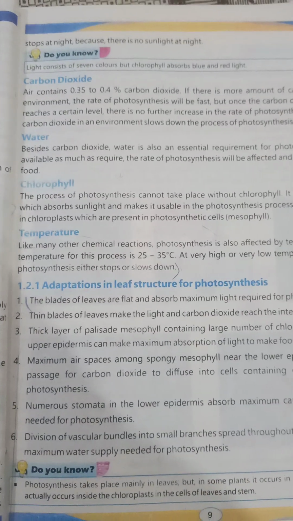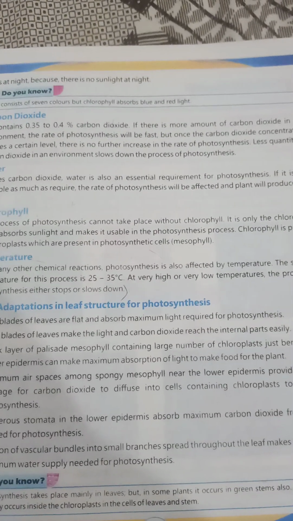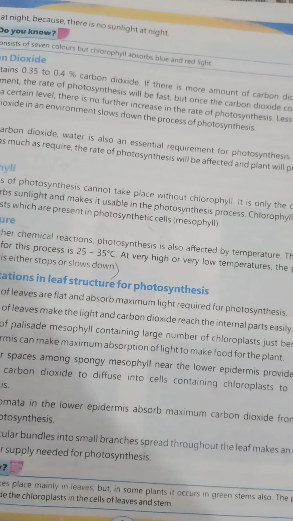Water. Besides carbon dioxide, water is also an essential requirement for photosynthesis. If it is not available as much as required, the rate of photosynthesis will be affected, and the plant will produce less food. Chlorophyll. The process of photosynthesis cannot take place without chlorophyll. It is the chlorophyll which absorbs sunlight and makes it usable in the photosynthesis process. Chlorophyll is present in chloroplasts, which are present in photosynthetic cells.